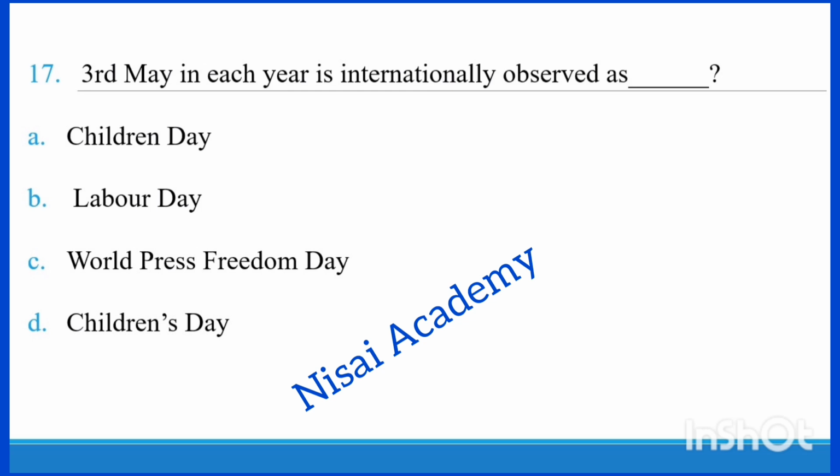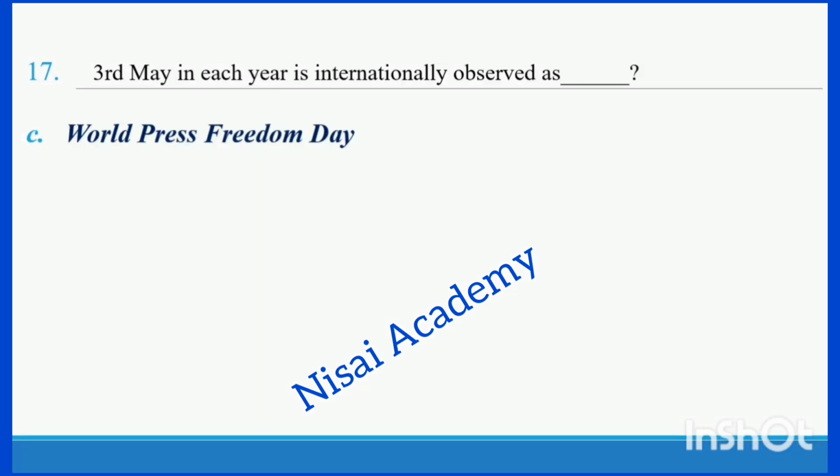Question 17. 3rd May in each year is internationally observed as option A Children Day, option B Labor Day, option C World Press Freedom Day. 3rd May is internationally observed as World Press Freedom Day. Right, option C, World Press Freedom Day.